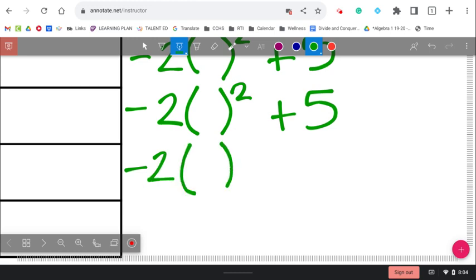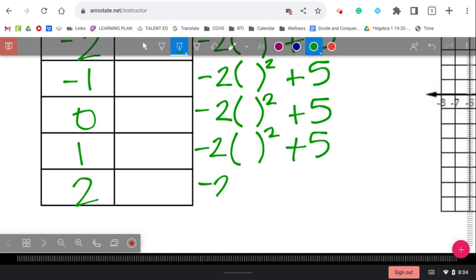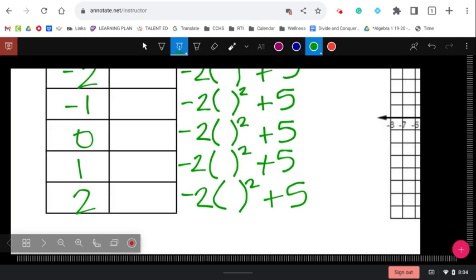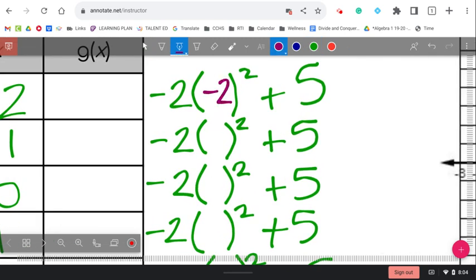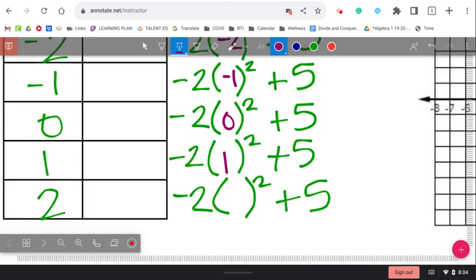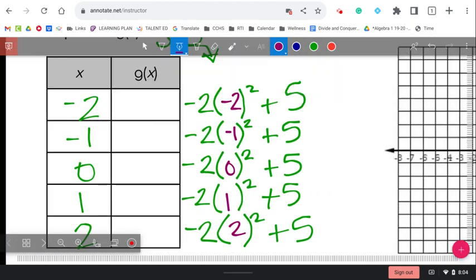Okay. And then those empty parentheses that I just brought down, I didn't put anything in them because I knew I would have to replace them with the x. We're going to put our x values in there. So we have -2, -1, 0, 1, and 2. And then we're just going to put that in our calculator.